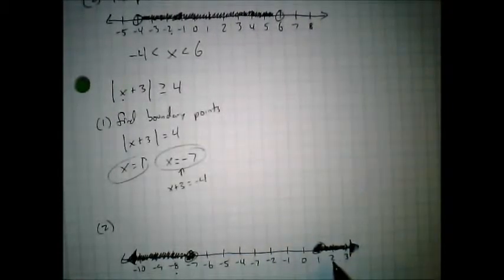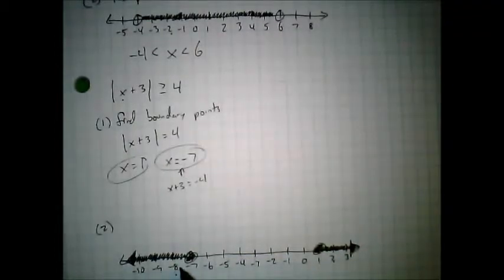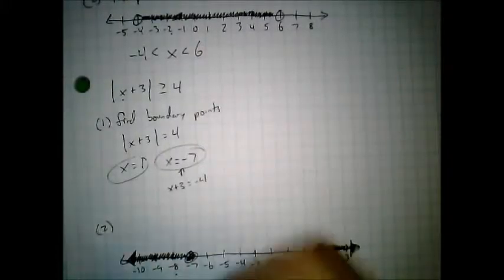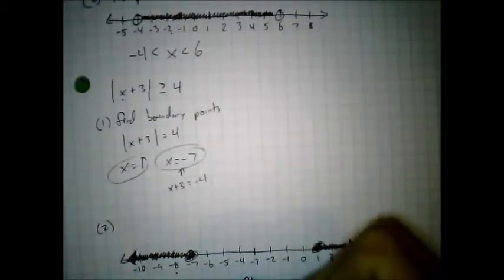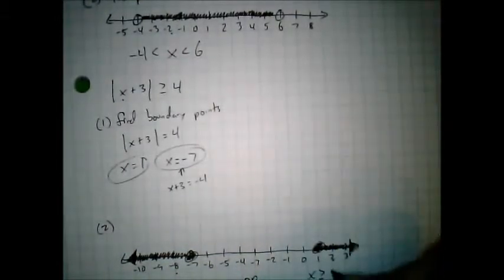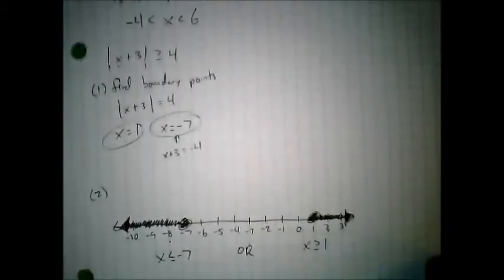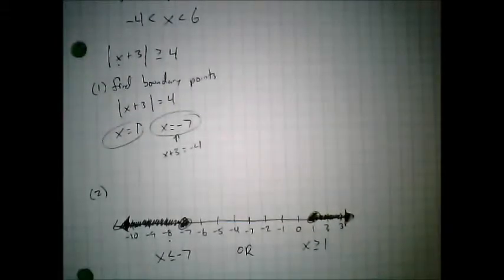Again, 2 plus 3 is 5. Absolute value is 5. That's greater than 4. That's why this is a solution. That's why we're shading to the right of our boundary point at 1. And negative 8 plus 3 is negative 5. Absolute value is positive 5. That's greater than 4. That's why we shade going out this way. So our solution is x is less than or equal to negative 7, or x is greater than or equal to 1.